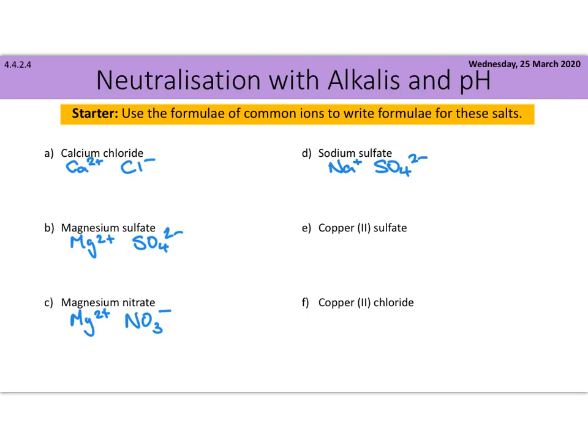Copper(II): the Roman numeral 2 is telling you the charge on copper. Copper is not in a group, it's in the transition metal block, so it's the Roman numeral that tells us the charge. And then sulfate we've already done. Then copper(II) chloride: again copper(II), so it's copper 2+. And then the chloride, remember chlorine is in group 7, so the ion will become a 1- ion.